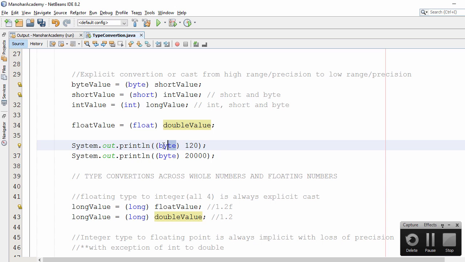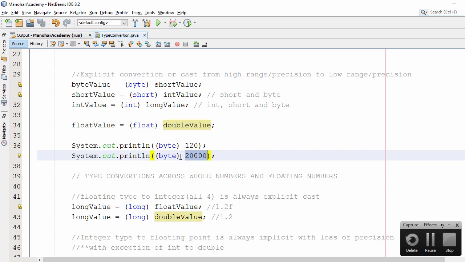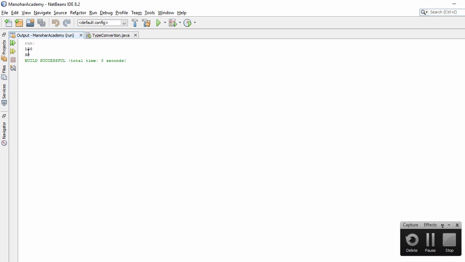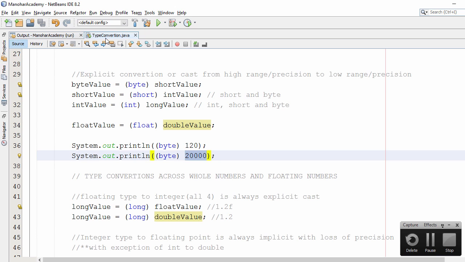So when it is explicitly converted to byte, it is going to be 120, but 20,000 cannot be represented in byte. So in this case, the result that you get is not what you expect because it can't be represented there. So let me execute this and we will see for ourselves. Okay, so first one is 120 converted to byte, fine, but integer 20,000 when converted to byte, you are getting a 32 value. So whenever you are doing explicit conversion, make sure you know what you are doing.